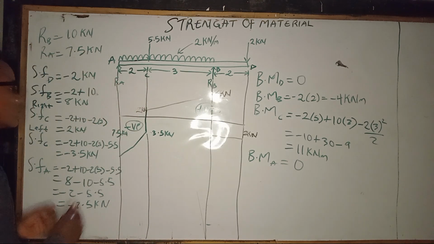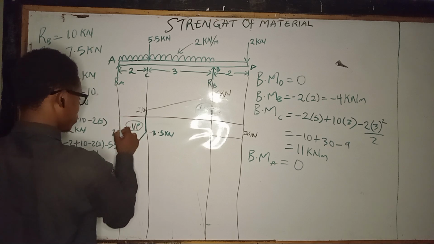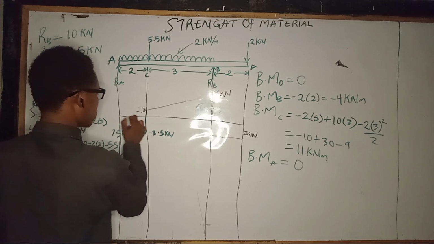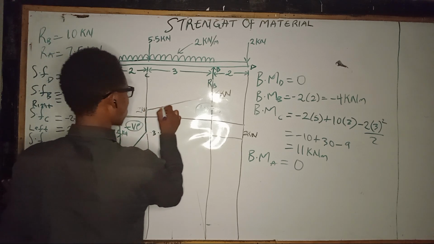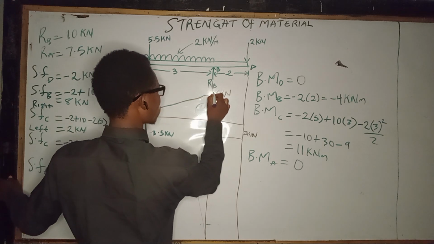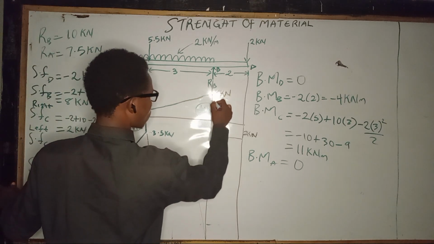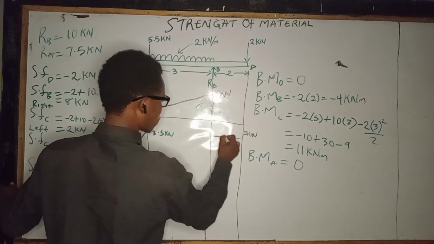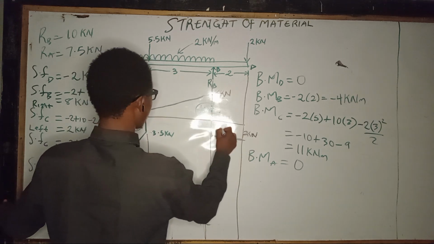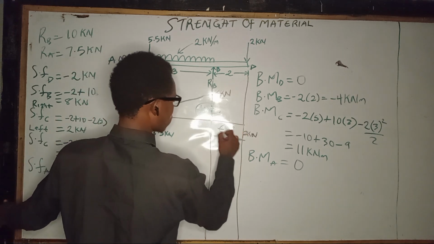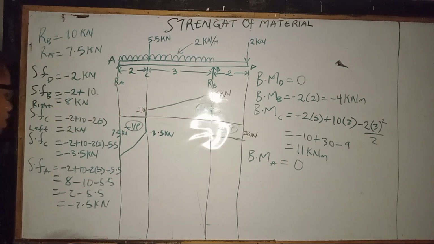Now to our bending moment diagram, let me put a little bit of highlight here. We have positive and we also have negative here. So that's it. That's our shearing force diagram.